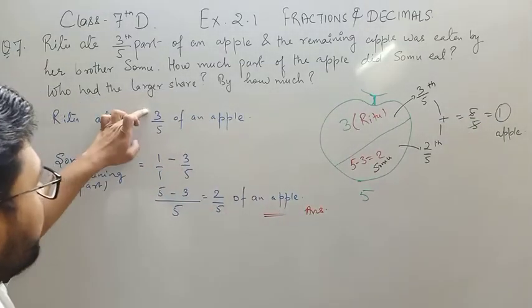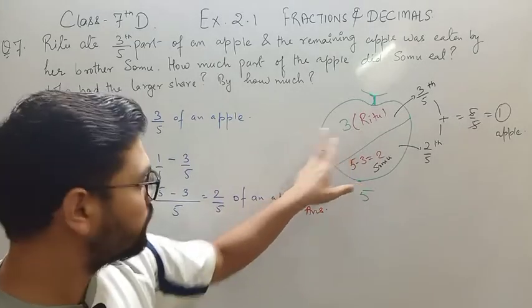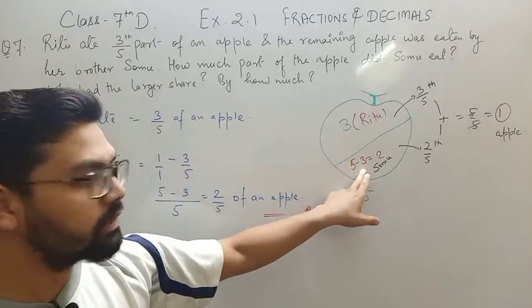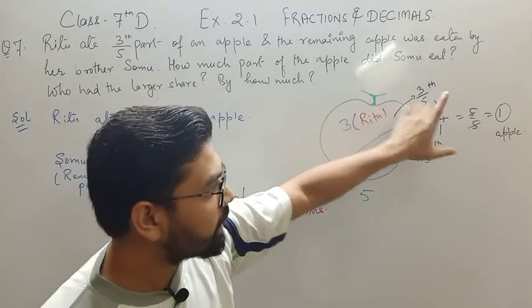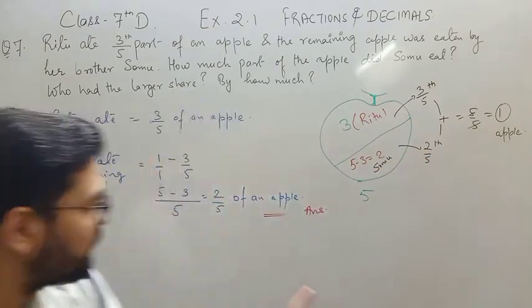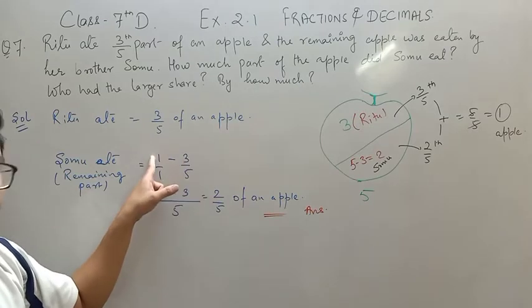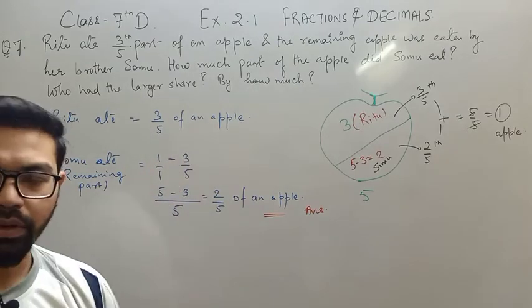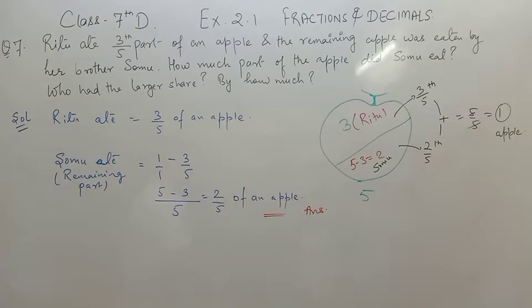See, 3/5 is eaten by Ritu, 2/5 is eaten by her brother. Now if I add these two fractions, what will I get? 5/5 is equal to 1, meaning 1 complete apple. That's why I just subtract 3/5 from 1. This is the basic reason. Okay, note it down fast.